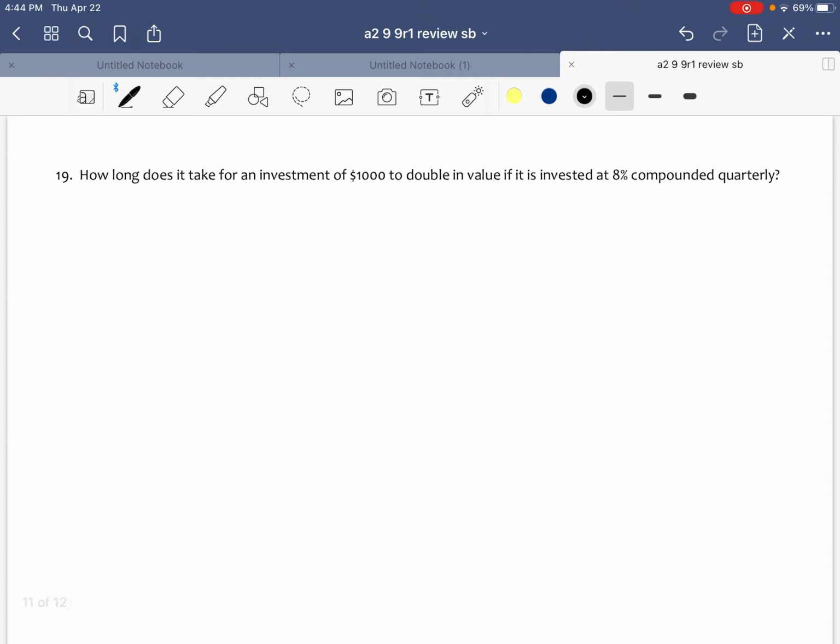How long does it take for an investment of $1,000 to double in value if invested at 8% compounded quarterly? So your long formula again. So you want to double our 1,000. So that makes your A 2,000. There's your P value times 1 plus 0.08 compounded quarterly, 4, to the 4t power. First thing I'm going to do is divide by the 1,000. So we have a 2 there, which you should get because you are talking about doubling.